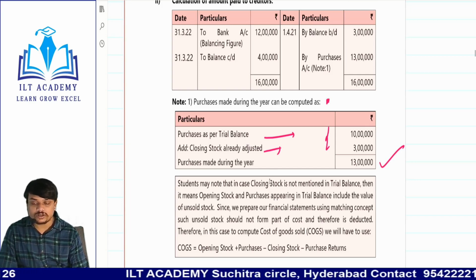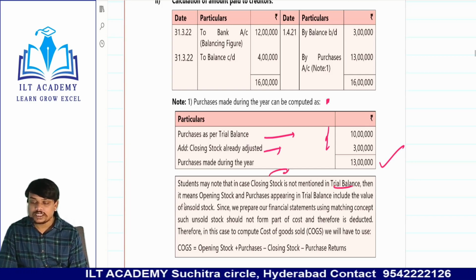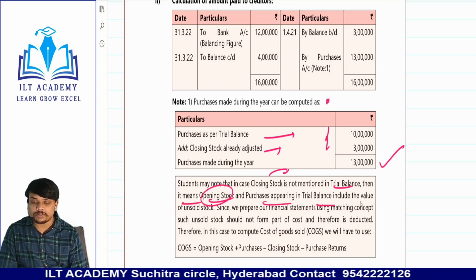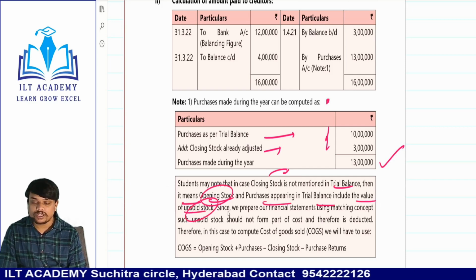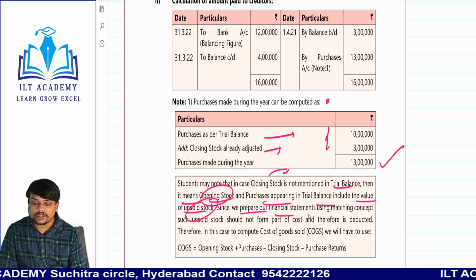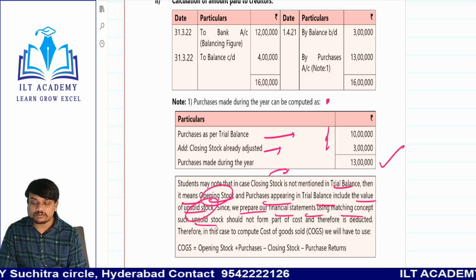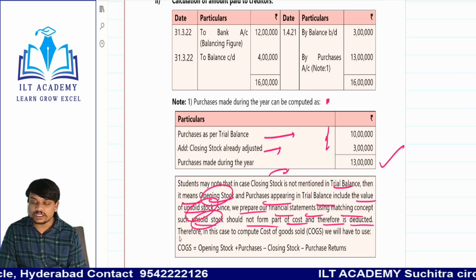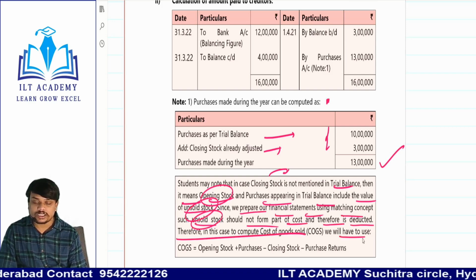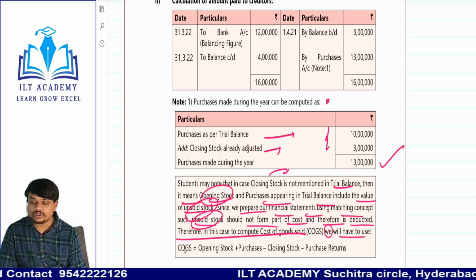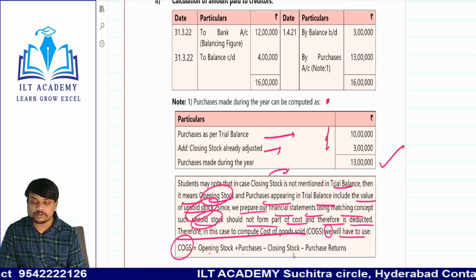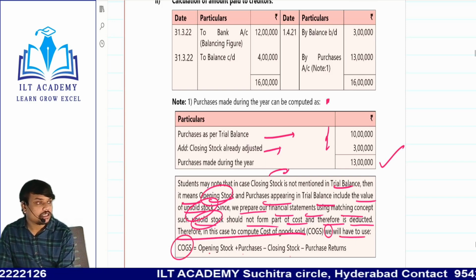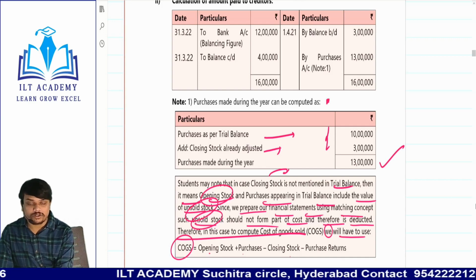Students may note that if the closing stock is mentioned in the trial balance, then it means opening stock and purchases appearing in the trial balance include the value of unsold stock. So we prepare our financial statements using the matching concept. Since unsold stock should not form part of cost, it is deducted from COGS. We will have to use this formula: COGS is equal to opening stock plus purchases minus closing stock minus purchases return. This is the basic formula that I have already taught.